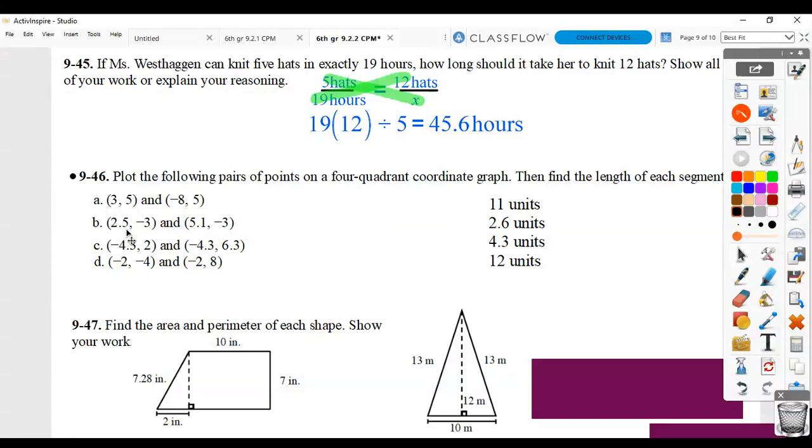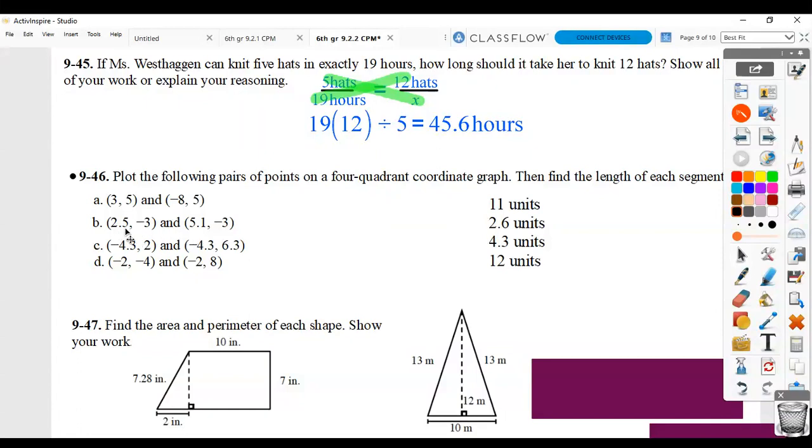And then the same thing here. 2.5 units over, 3 units down, 5 and 1/10 units over, negative 3 units down. Difference between them is 2 and 6/10. Now, for something like this, you might say to yourself, how am I going to graph this exactly with the 2.5 and the 5 and 1/10?